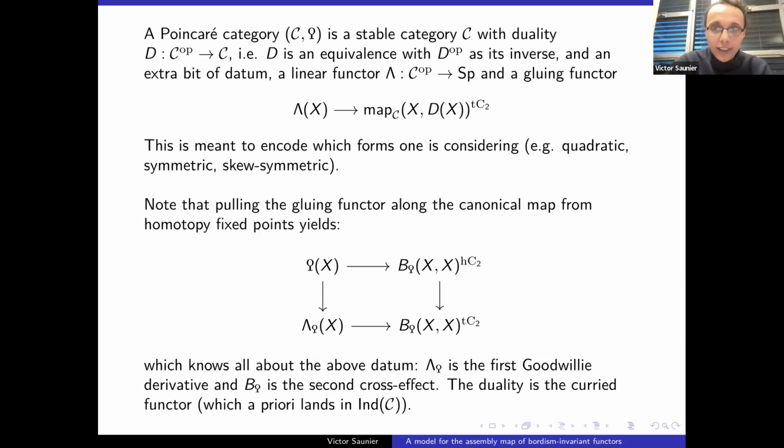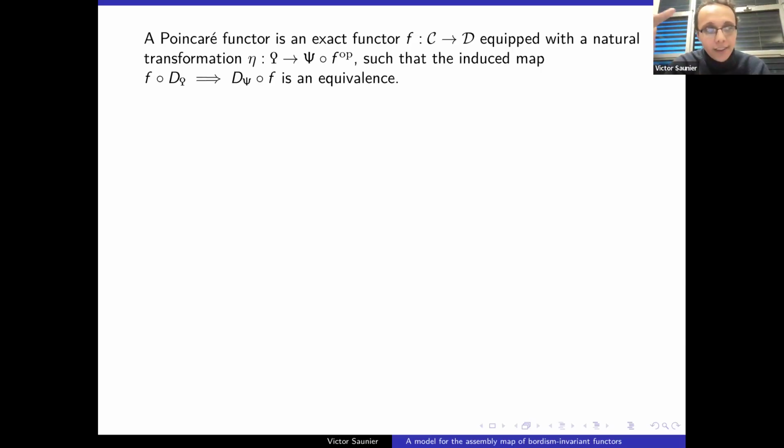So this is a lot of data. It also organizes itself into a category. What are the maps in this category? Well, it's an exact functor from C to D, the underlying stable categories. And I further endow them with a natural transformation. So I relate the kappas, and the way I relate the kappas is I have a natural transformation from kappa to the restriction of the other one, which I call psi, along F. This naturally comes with a lax duality preserving map, right? I have a comparison between f of the duality and the duality of f, and I'm asking that this map is an equivalence. So I want my functor to preserve the duality.